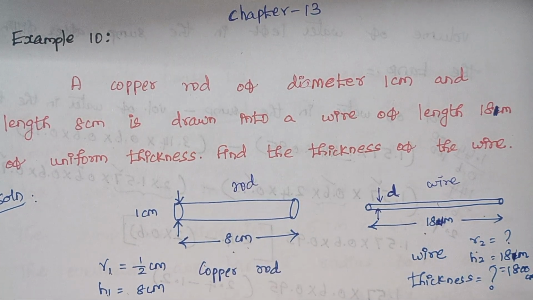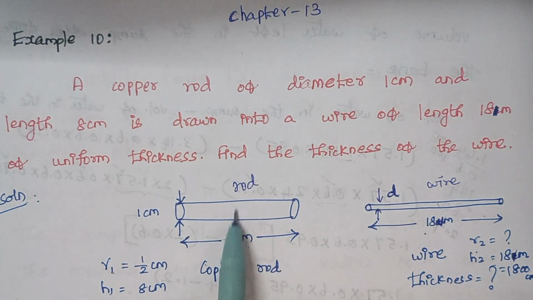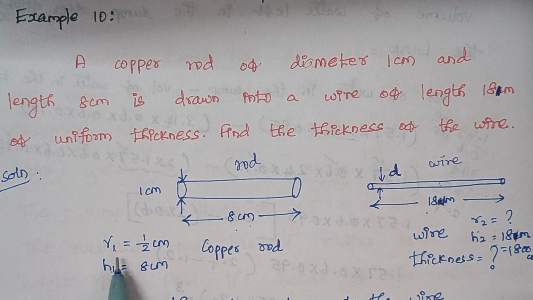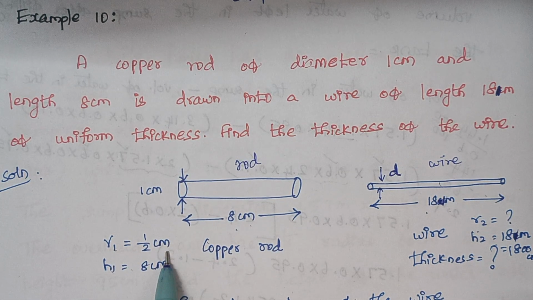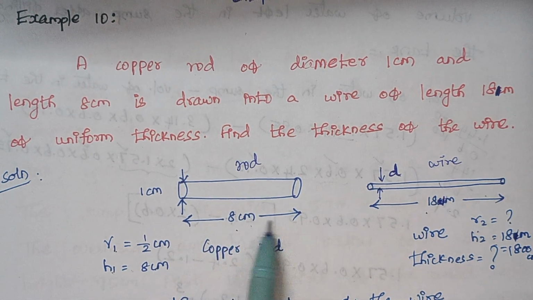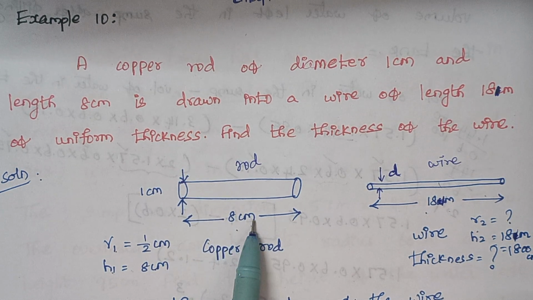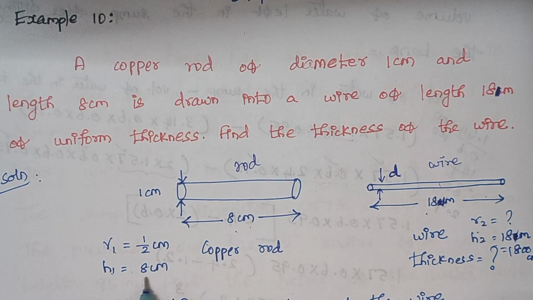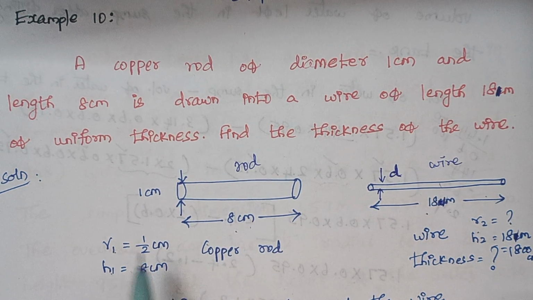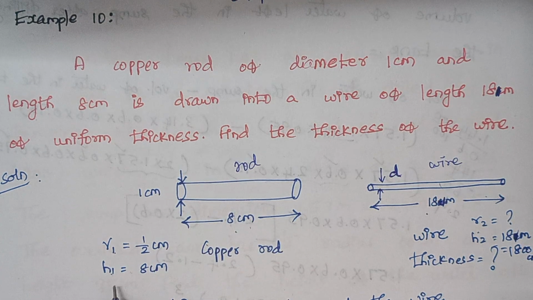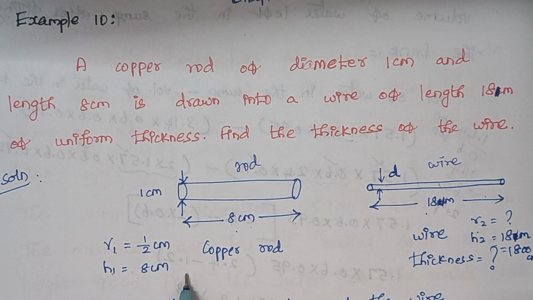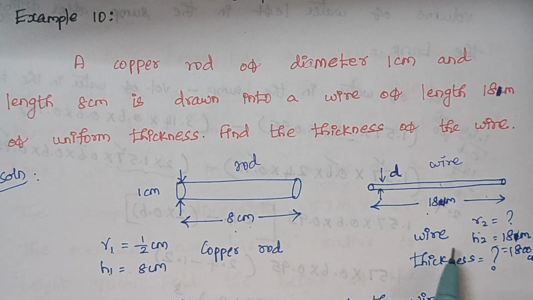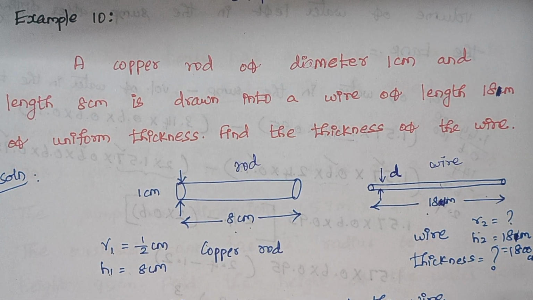Now list down the parameters. So here the diameter of the rod is 1 centimeter. So what about the radius? It is 1 by 2 centimeter. Next, here it is given as length. So length is nothing but height here. So h1 is equal to 8 centimeter. Let r1 be the radius of the rod and h1 be the height of the rod. Similarly, let R2 be the radius of this wire and H2 be the height or length of this wire.